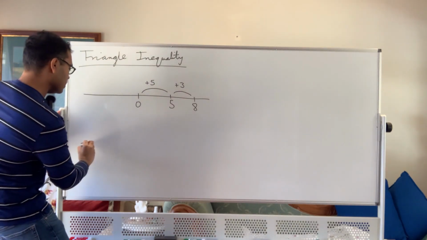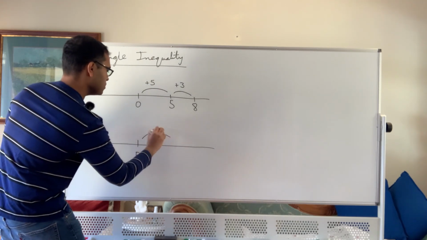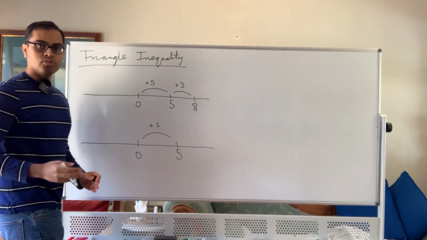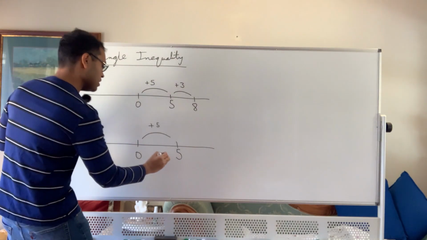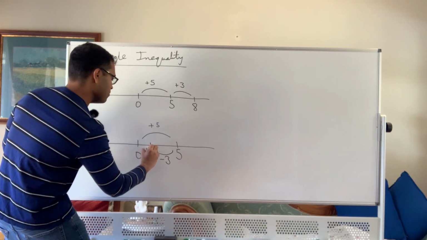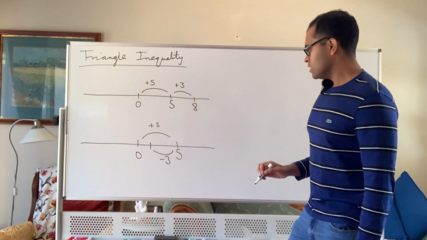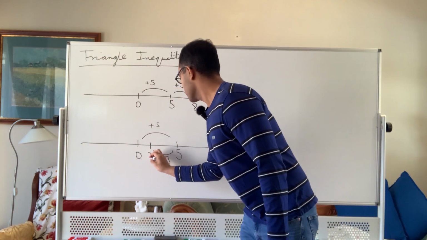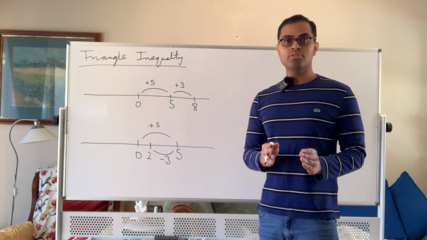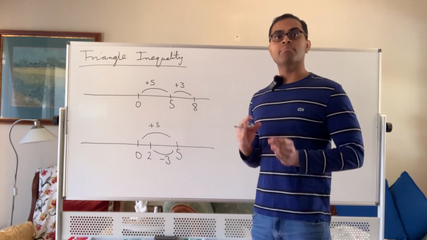The second example is, imagine someone instead tells you to go 5 units to the right, so +5, but then to go 3 units to the left. I'll write -3 because it's going to the left. Now where are you going to end up? You're going to end up at 2. This would be the same destination as if someone told you to go 2 units to the right from the beginning. But the journey would have been much different.